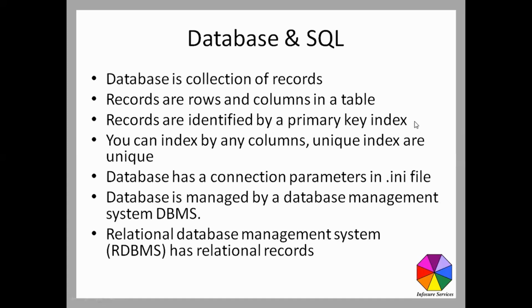The example I gave is just the student and employee, or department. Anything inside the table has a unique key that is called the primary key. And the primary key uniquely identifies each record. It's one of the columns of the table. And you can index by any column.